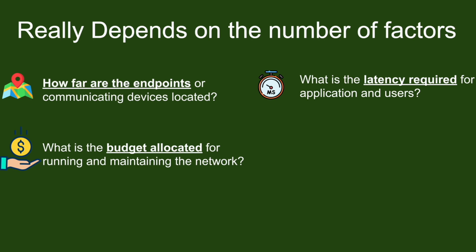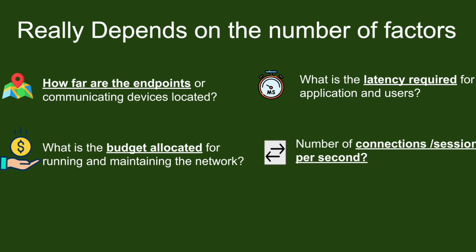Depending on the budget, for each of these technologies there is a budget related to it. And once you finalize the budget and the type of technology you want to use, depending on that, we will be using different types of devices in each of those sites for the connectivity purpose. So the budget allocated for running and maintenance of your network is the next one.